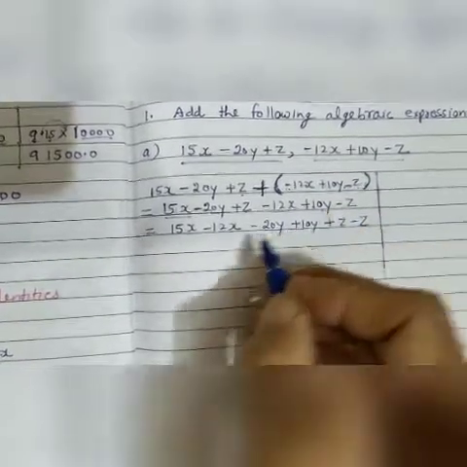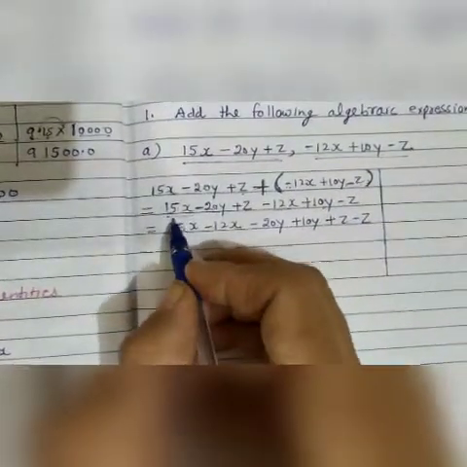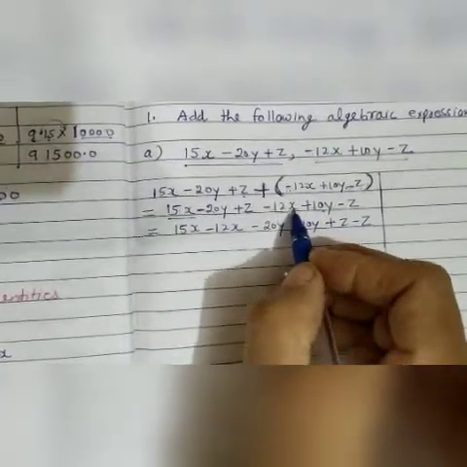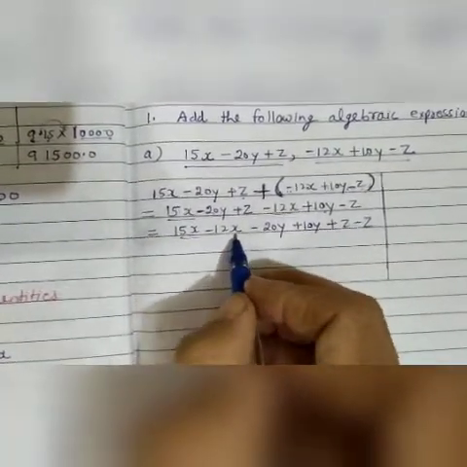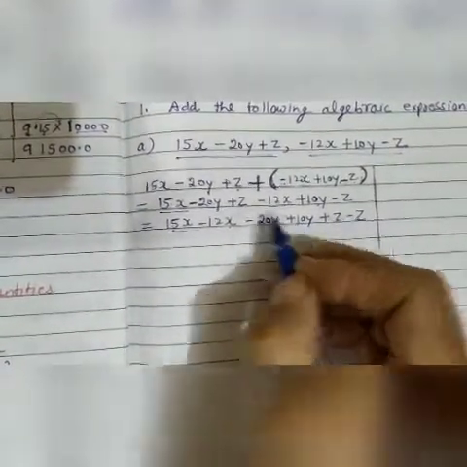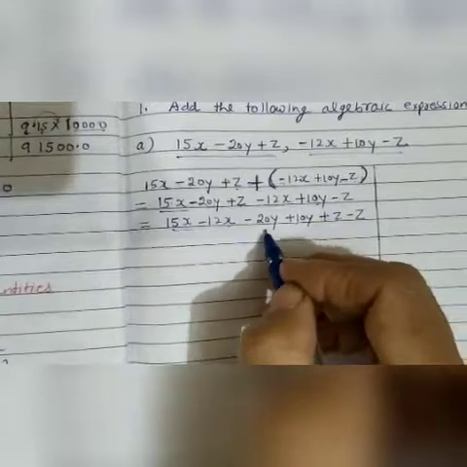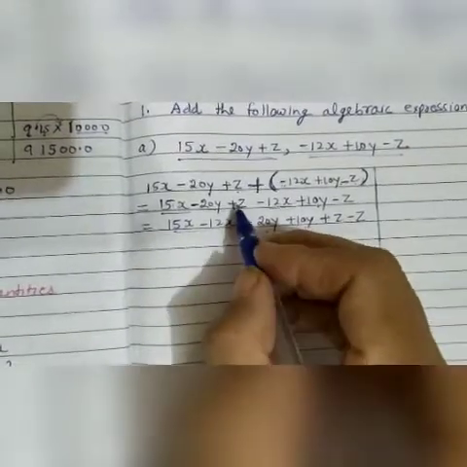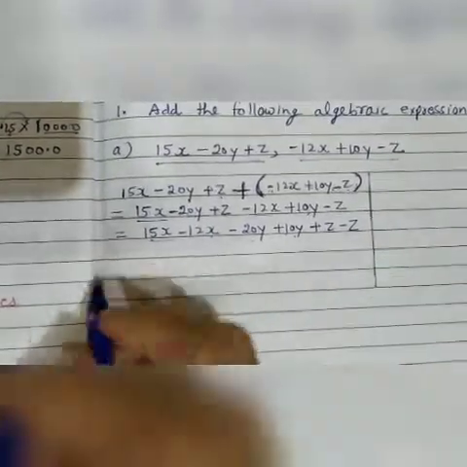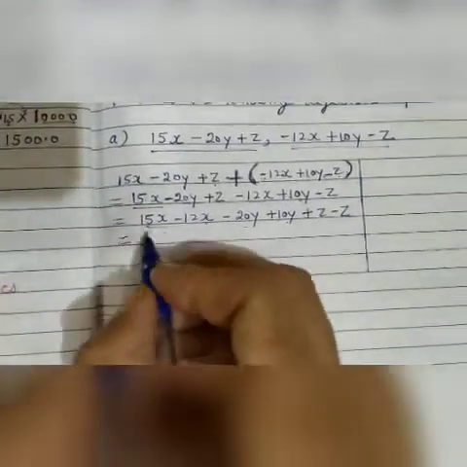Now write all the like terms together. This is 15x and this is minus 12x. So we will write these two terms together. Then minus 20y plus 10y. These two are like terms, so we will write these two terms together. Then plus z minus z. Clear? Now solve these terms.